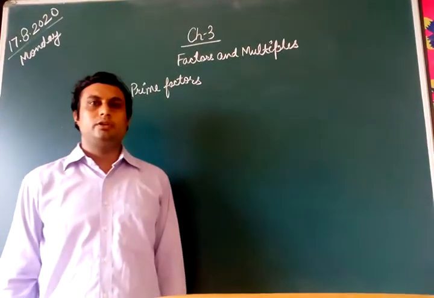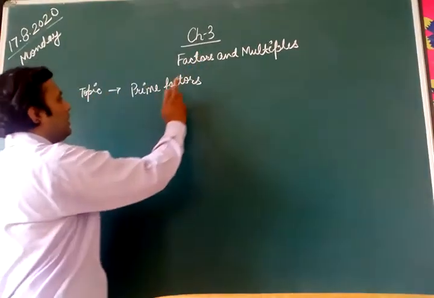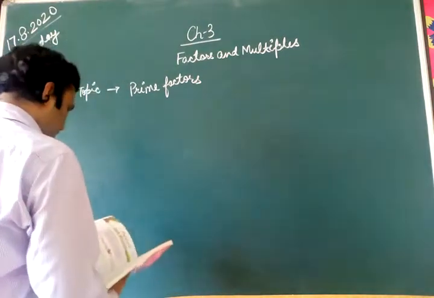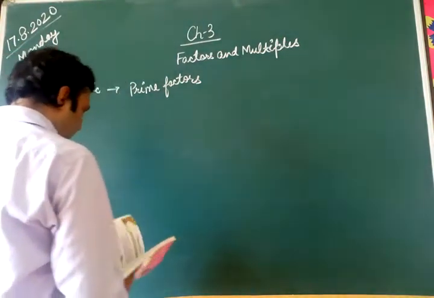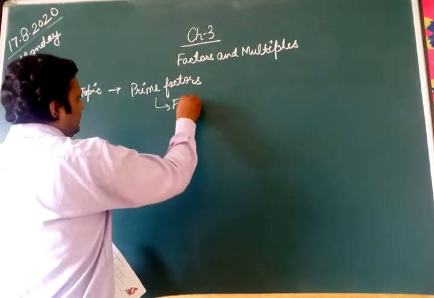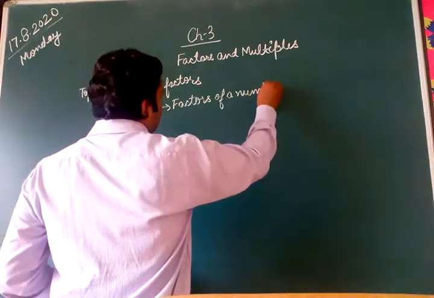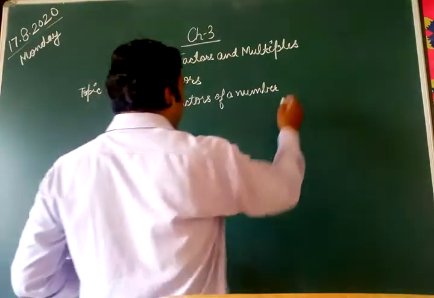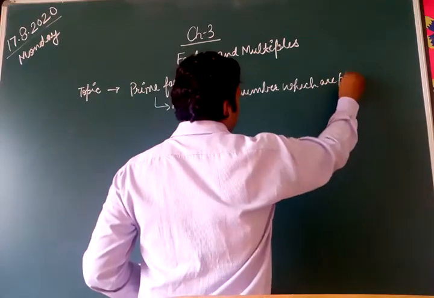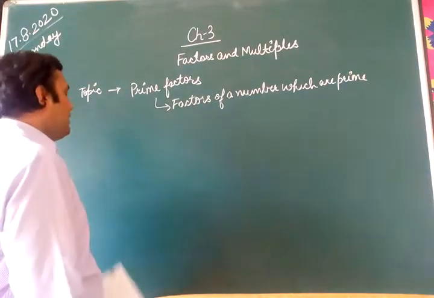Today we are going to continue our chapter 3, that is factors and multiples. Today we are going to discuss the prime factor. The factors of a number which are prime are called the prime factors. So, factors of a number which are prime are called the prime factors.